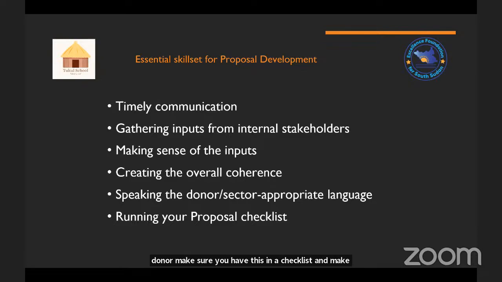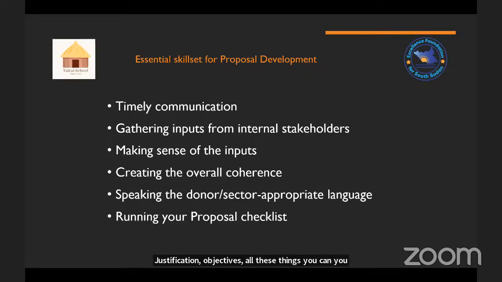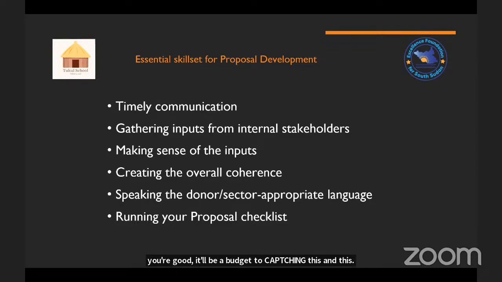You can also develop a checklist from the template that the donor has given you, because the proposal template can look at things like: you have an executive summary, tick. You have a context overview, tick. Needs analysis, justification, objectives. All these things you can have like a small checklist to say, did I touch on all of them? Your budget capturing this and this, all those ones. Once you have ticked them, you say, I'm good to go.